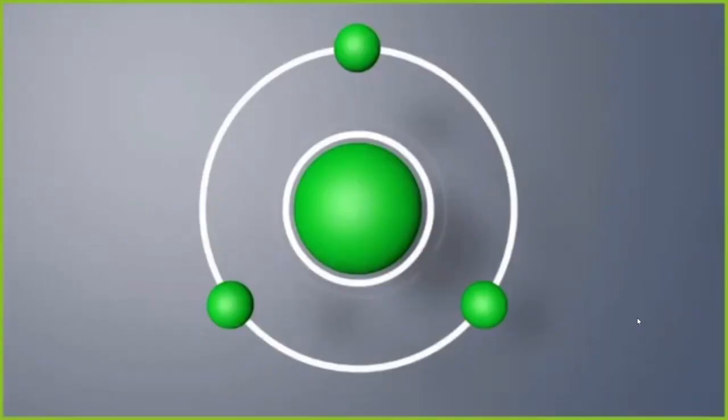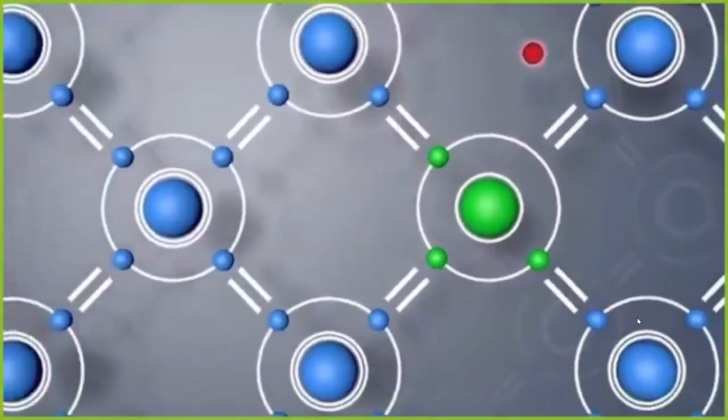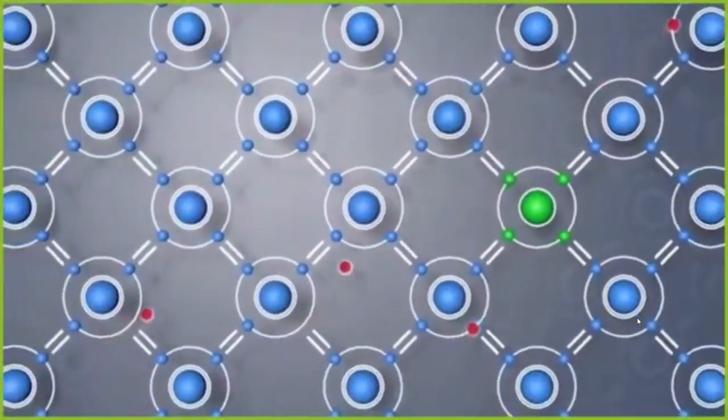In contrast, boron atoms only have 3 outer electrons. When they are introduced into the silicon lattice, one silicon electron has nothing to bond to. This creates electron holes. The holes move through the crystal like positively charged particles.